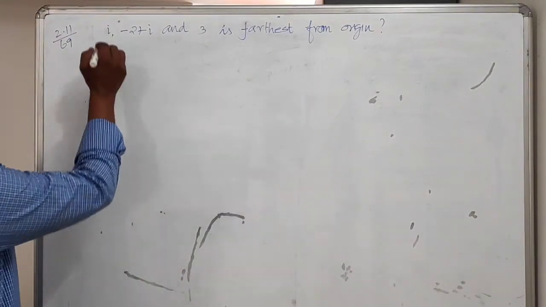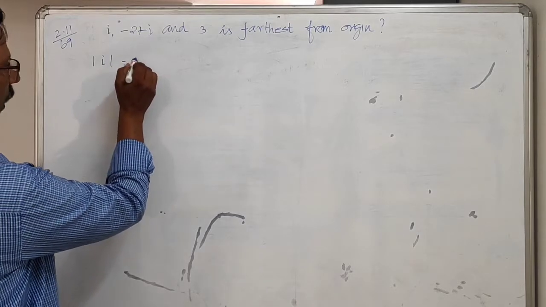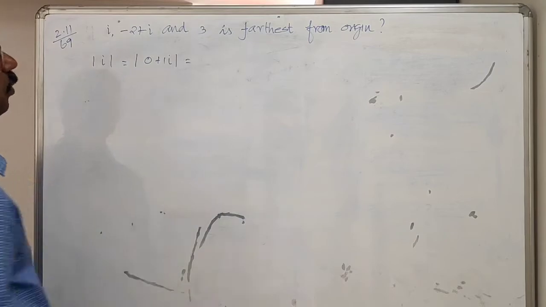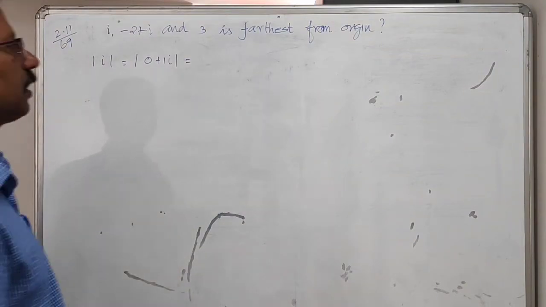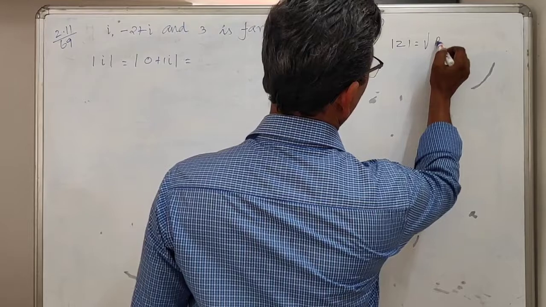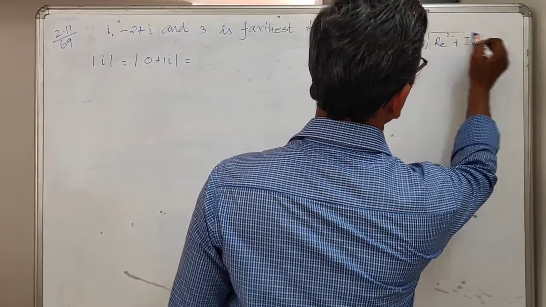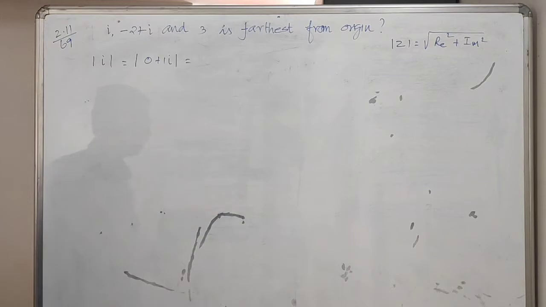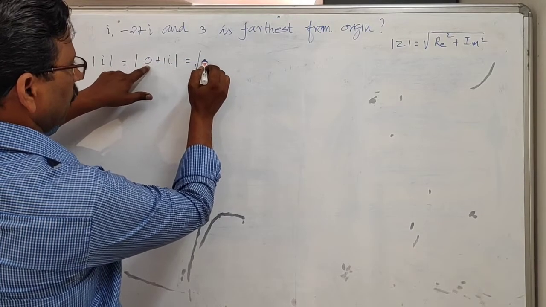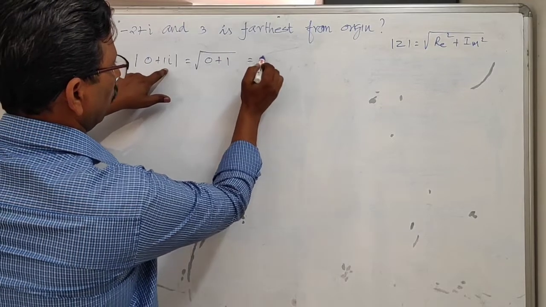Therefore, first number you can write what? Modulus of i. Modulus of i means you can write modulus of 0 plus 1i, which is equal to, what is the modulus of a complex number Z? Modulus of a complex number Z is equal to root of real part square plus imaginary part square. This is the result I have given. Okay, therefore here root of, what is the real part? 0. 0 square is 0 plus 1 square is 1. Now we are getting equal to 1.